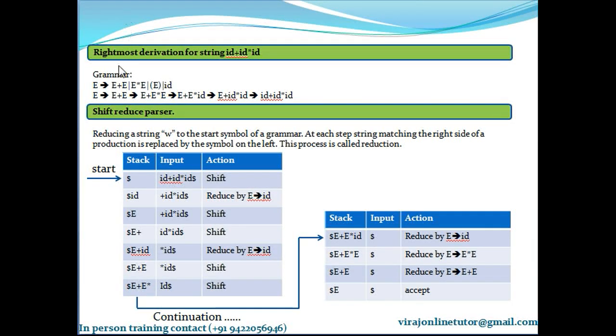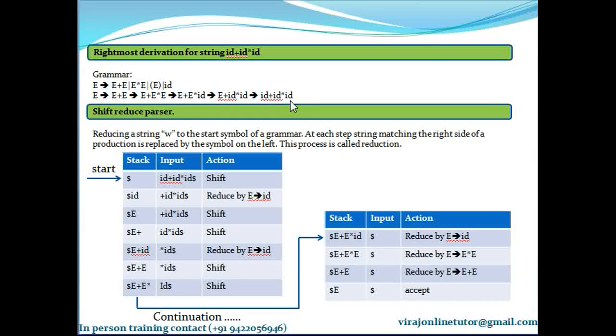So I've given a small example here. This is a grammar: E gives E plus E, or E into E, or open bracket E close bracket, or id. And id plus id into id is the string that I am interested in.